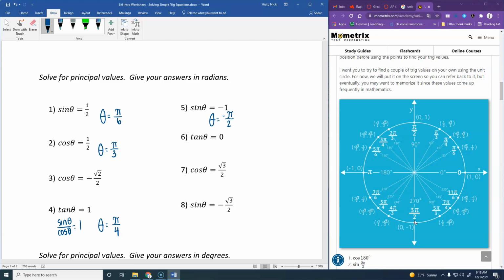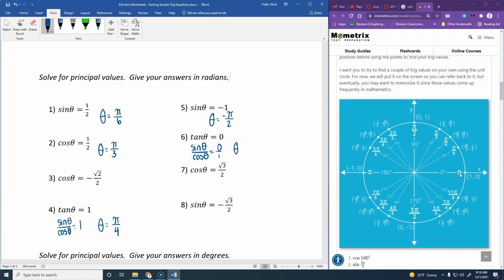For number 6, we've got tangent again. So we're looking for sine of theta over cosine of theta has to equal 0. Since that's a whole number, we can put it over 1. So we're looking for where sine is 0 and cosine is 1. That happens right here. Our sine, our y-coordinate, is 0. Our cosine is 1. And that is at 0 radians.